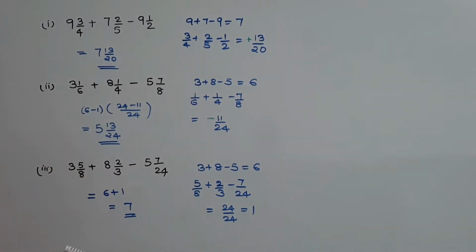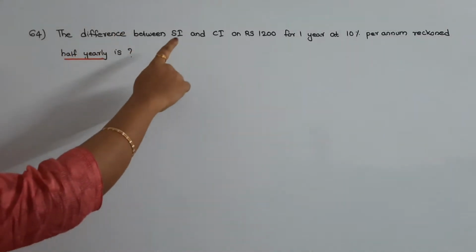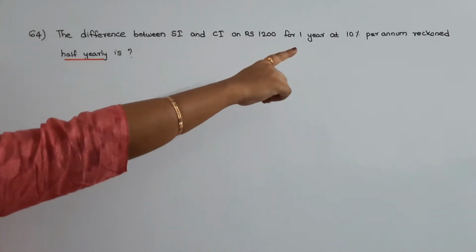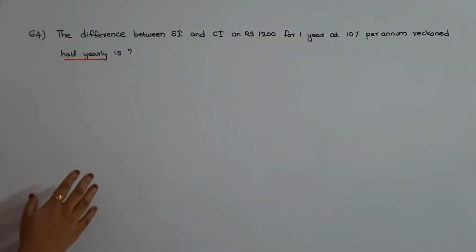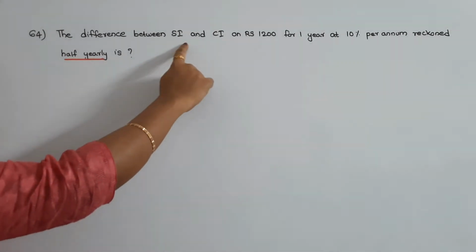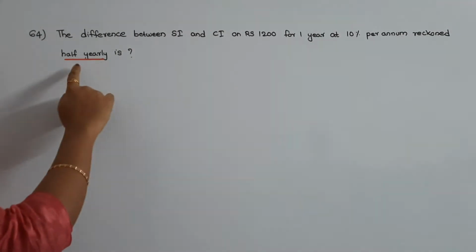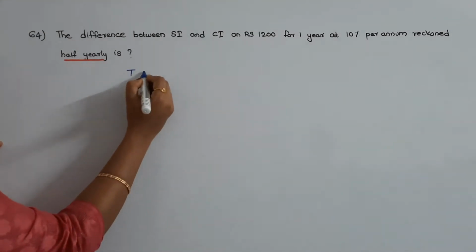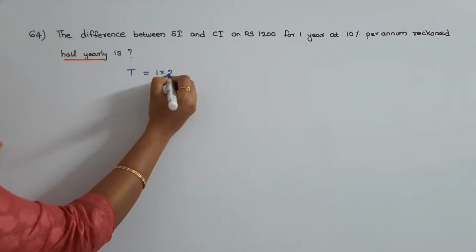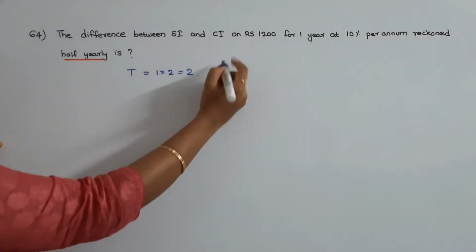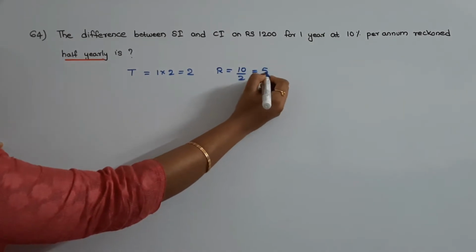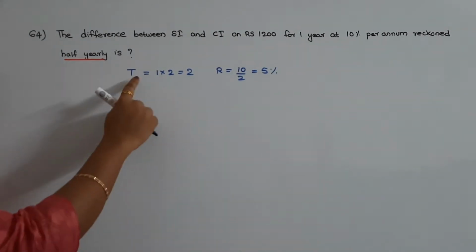Now let us do the next problem of simple interest and compound interest. The next question is the difference between simple interest and compound interest on rupees 1200 for 1 year at 10% per annum reckoned half yearly. In this question we need to find the difference between simple interest and compound interest when it is reckoned half yearly. So whenever half yearly comes, the time period becomes double, that is 1 into 2, that is 2, and the rate of interest becomes half, that is 10 by 2, which is equal to 5%. Now the time period is 2 years.